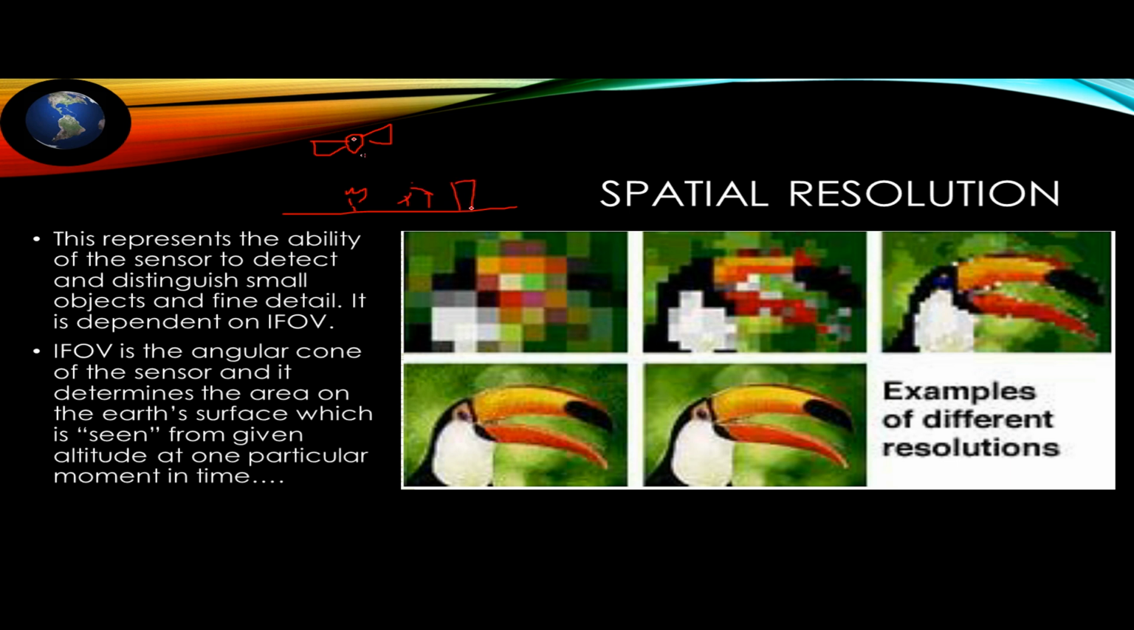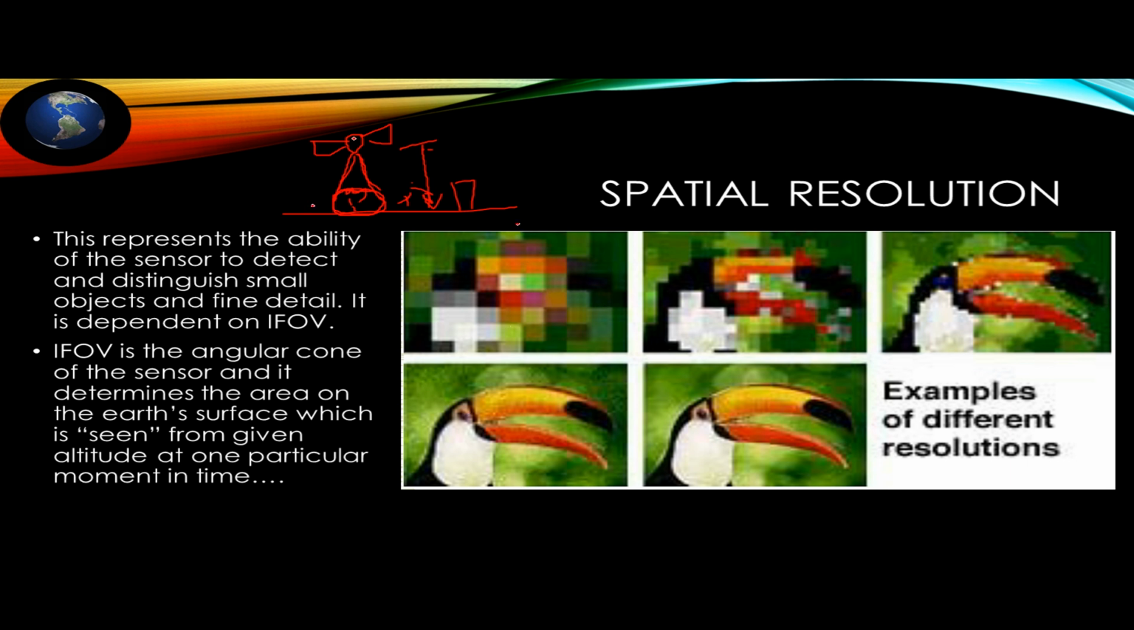So any satellite has an instantaneous field of view, meaning the area or the boundary of covering. The instantaneous field of view is the angular cone of the sensor, and it determines the area on the earth's surface which is seen for the given altitude. So from this altitude, this height, what area it is covering at a particular moment of time. This is called the spatial resolution.